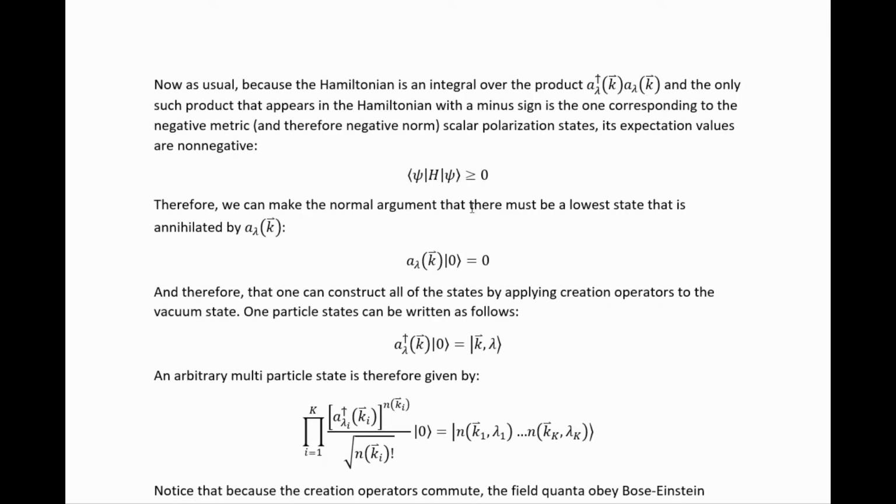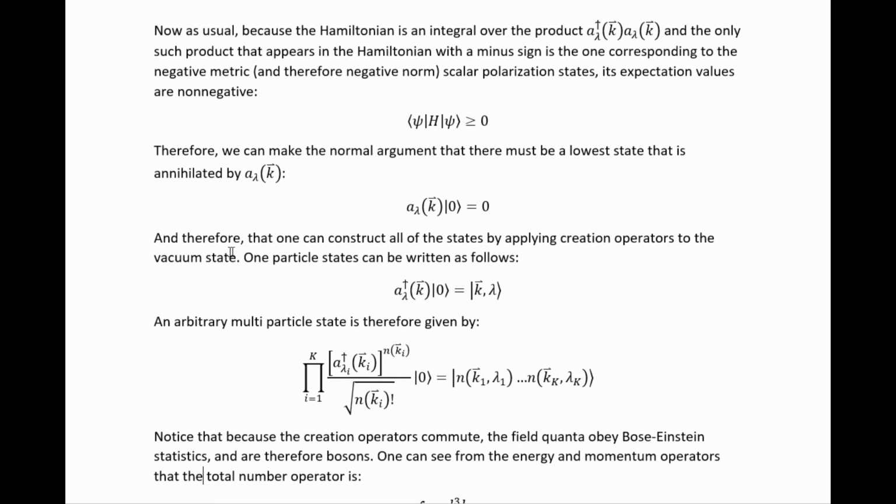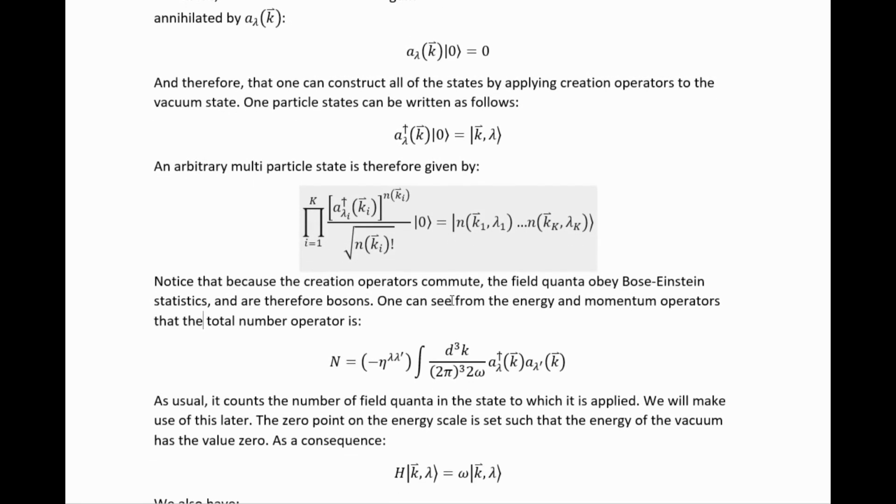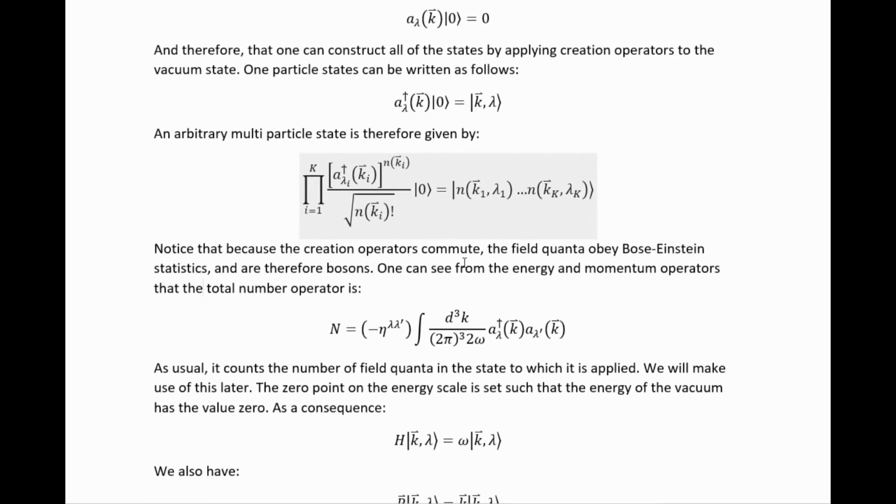Therefore, we can make the normal argument that there must be a lowest state that is annihilated by A of k, and therefore that one can construct all of the states by applying creation operators to the vacuum state. One-particle states can be written like this. Unsurprisingly, multi-particle states can be written like this. Notice that because the creation operators commute, the field quanta obey Bose-Einstein statistics and are therefore bosons.